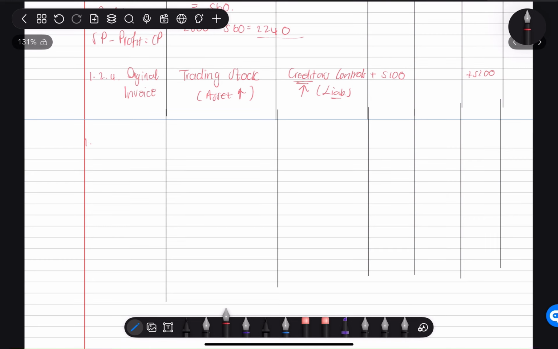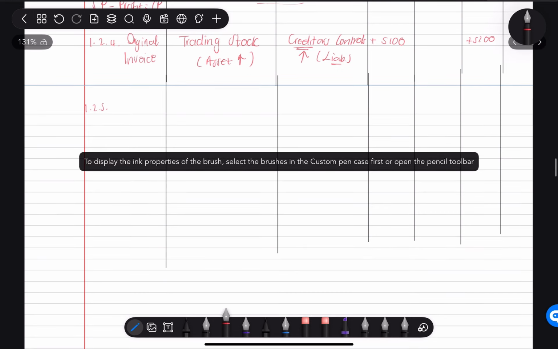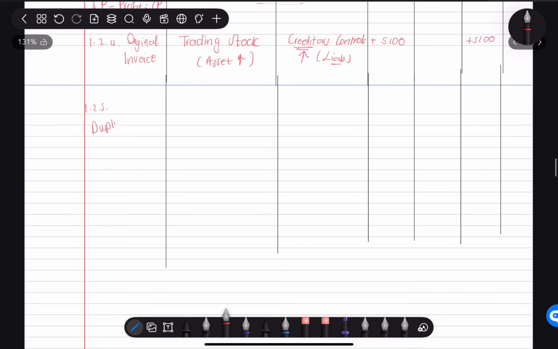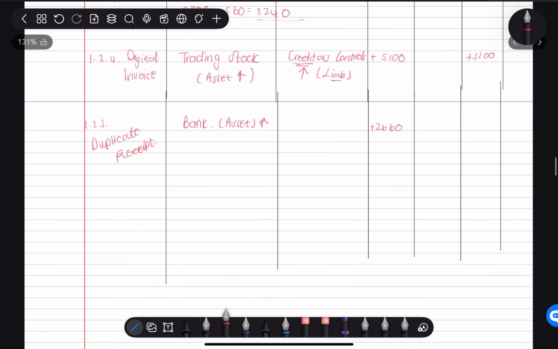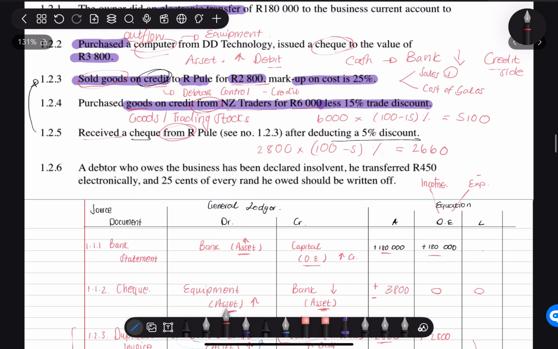So 1.2.5, received money. We said the duplicate receipt is our invoice. We've got our bank. Bank is an asset, and our bank is increasing. We said it's going to increase by 2,660, so plus 2,660 on bank.